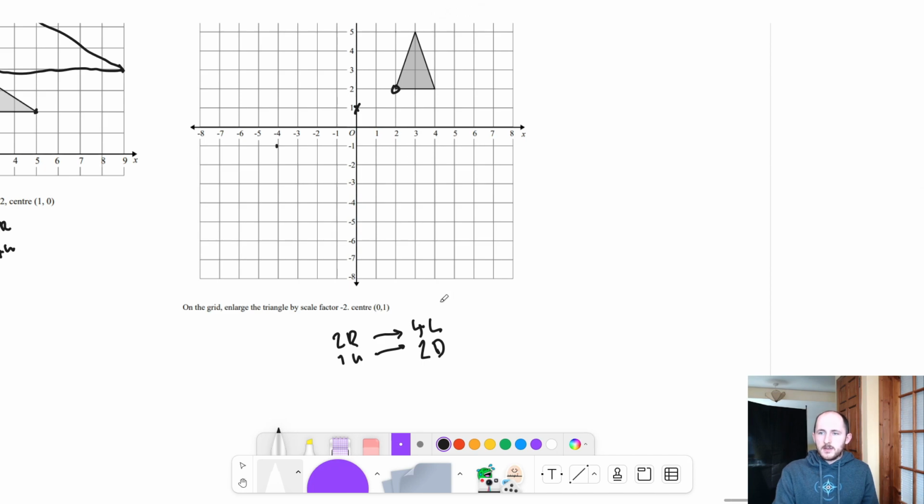Okay? And I do this with every other one. So this one is 1, 2, 3, 4 to the right, 1 up. So I'm going to go 8 to the left, 2 down. 1, 2, 3, 4, 5, 6, 7, 8. 1, 2.